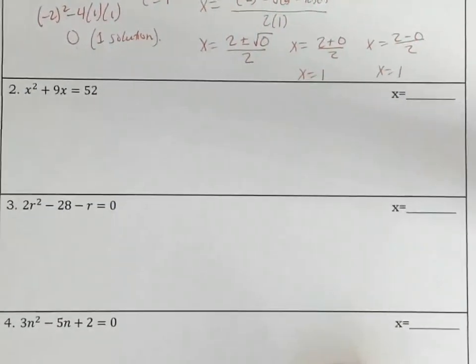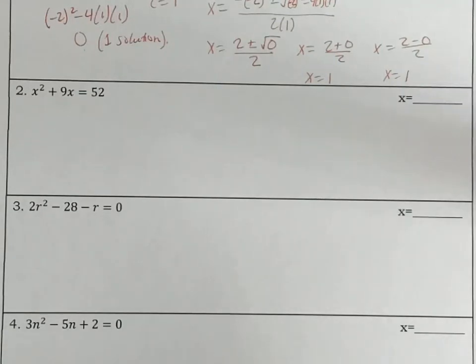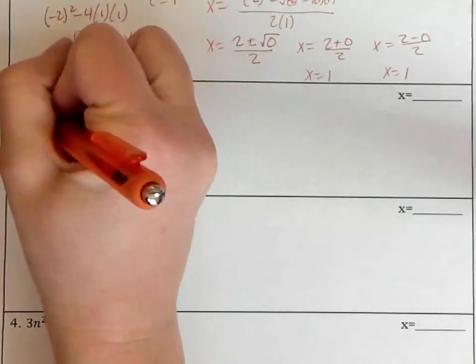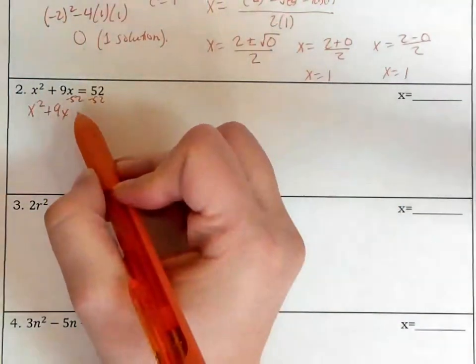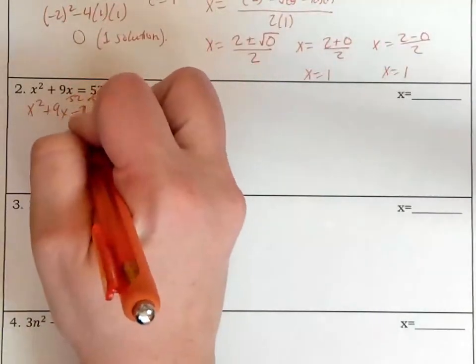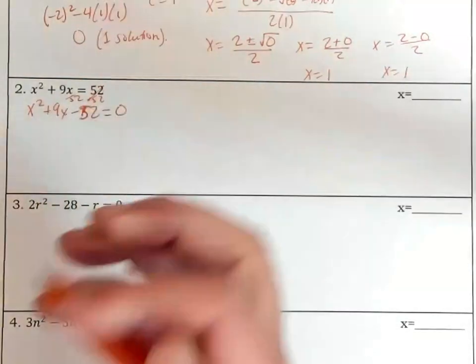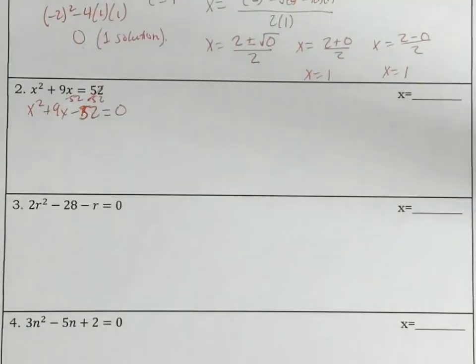All right, on number 2. So here we have x squared plus 9x equals 52. So first off, we need to get it into standard form. And so I'm going to go ahead and move that over and do that. I have x squared plus 9x. I'm going to subtract the 52 over to the other side and have a minus 52 here. And then that leaves me with 0 on the right side. So now I'm already in standard form, and I've skipped down to the part of the problem where I set the quadratic equal to 0.